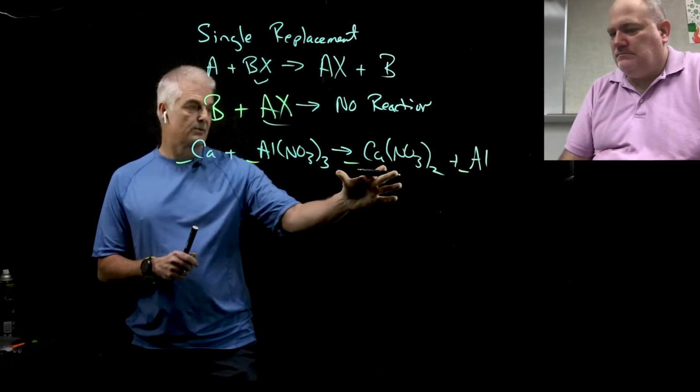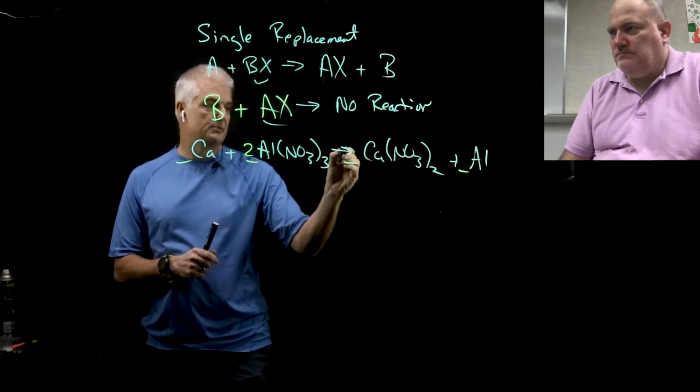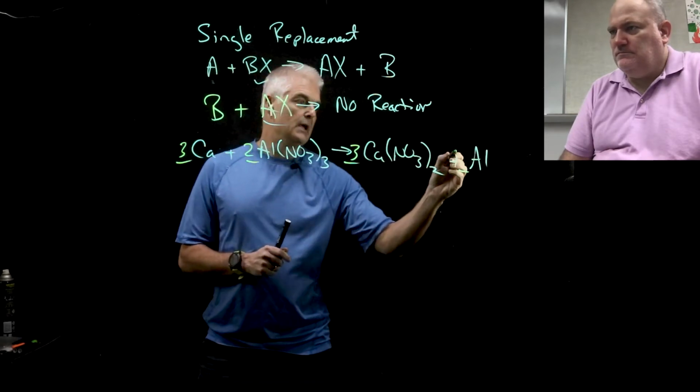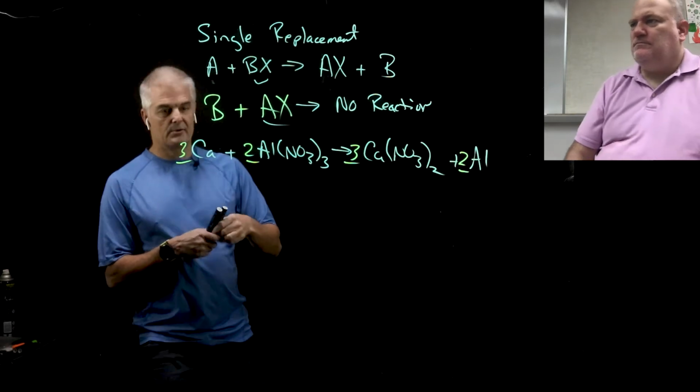And again, I'm going to go fast here. The problem is I got 2 nitrates and 3 nitrates. This will be a 2, this will be a 3, and a 2. What's another example, Mr. Dimitrievich?